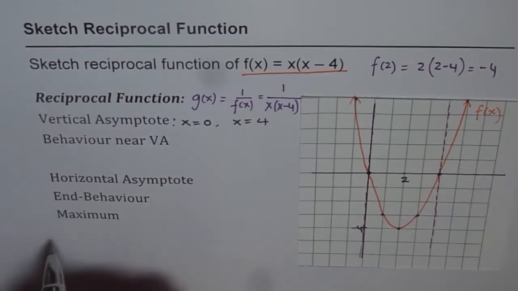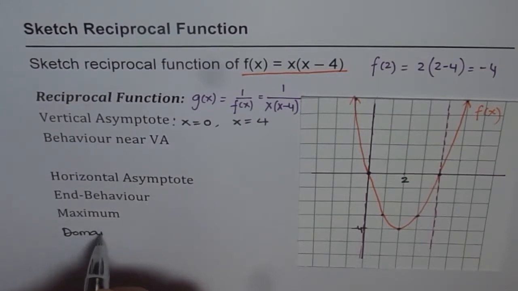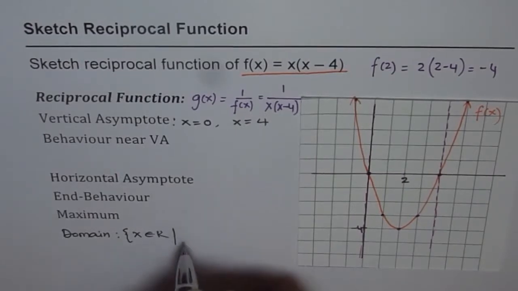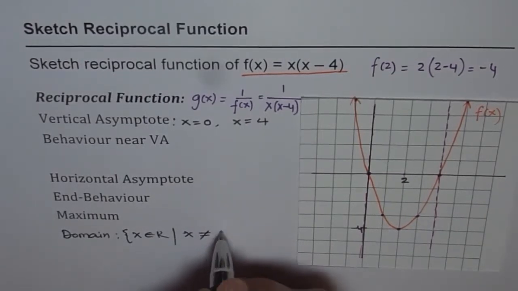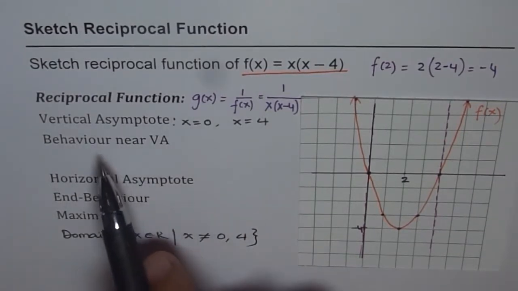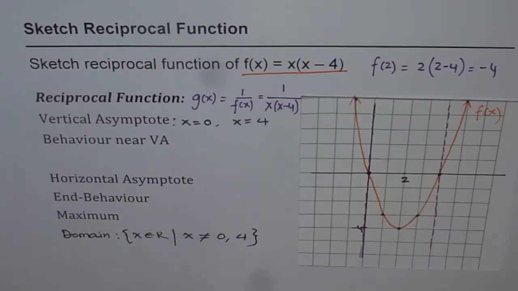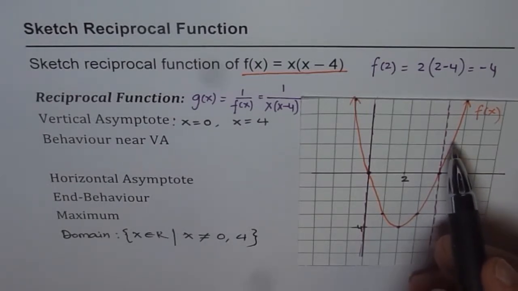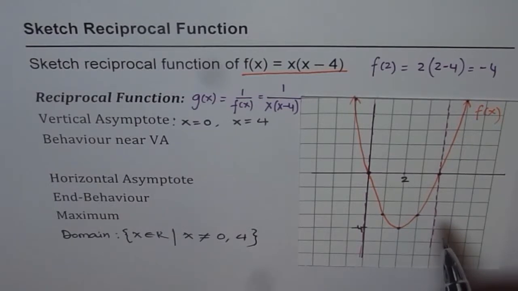So let me write down here some important things which we observe, and that is the domain. For our function, x belongs to real numbers where x is not equal to 0 and 4. Now, behavior near vertical asymptotes. If we are approaching vertical asymptotes, we know we are approaching infinity. Whether it is positive infinity or negative infinity, that is to be decided. That is what we call behavior near vertical asymptote.